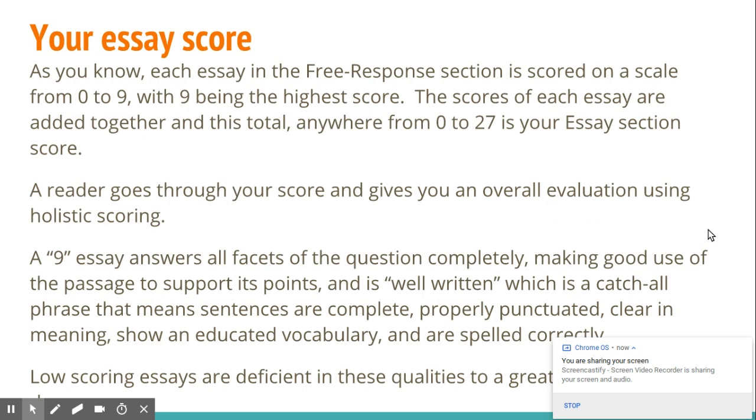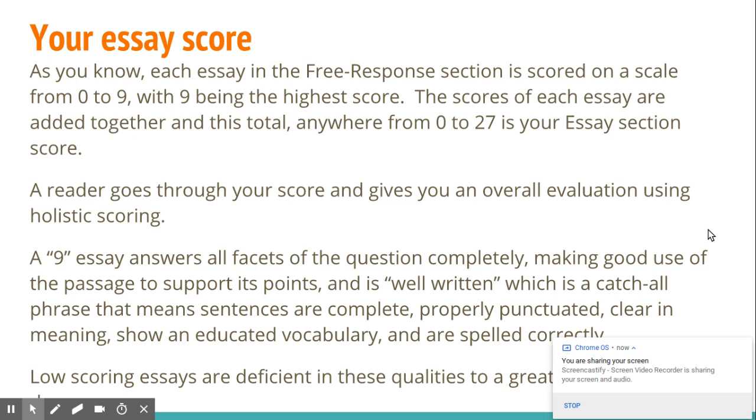As you already know, your essays are all scored on a holistic scale from 0 to 9, 9 being the highest score, 0 meaning you pretty much left it blank or drew a picture. The scores of each essay are added together, so all 3 of them are added together, and that total is anywhere between a 0 and a 27. That is your essay section score.